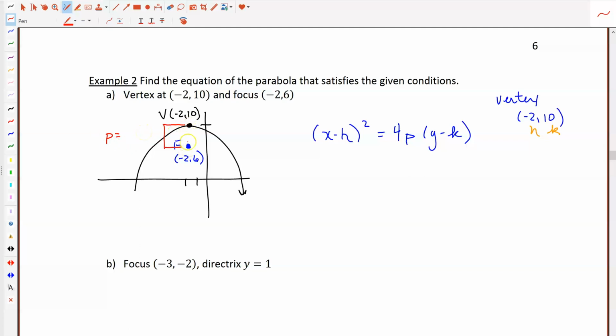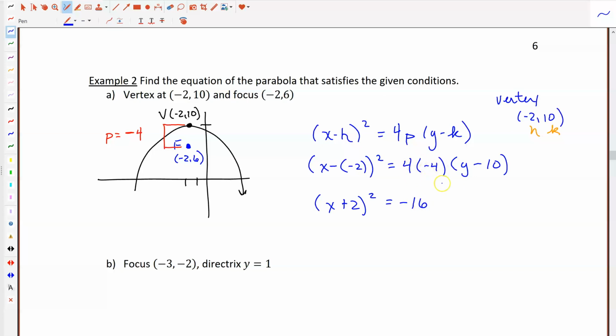And in this case, because I'm going down to get to my focus, that value is actually going to be negative, right? And I'm going from 10 to 6, so that's a shift of 4 units. Okay, so now I have everything I need in order to fill this in. So it's going to be x minus, my h value is -2, squared is equal to 4, and then my value for p is -4, and then y minus 10. All right, so to finish this up, we'll just clean that up. I'm going to get negative 16 for this multiplier out in front, and there is my equation.